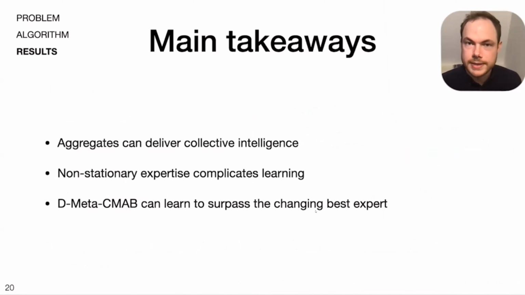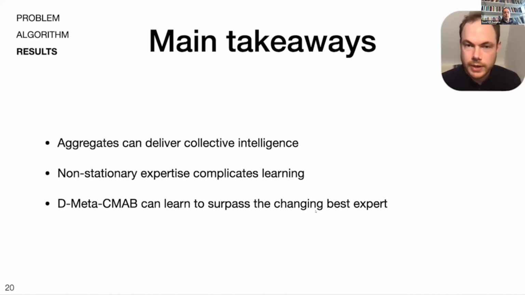So to sum up the main takeaways from these results, first, we found that the aggregates we consider here are able to deliver collective intelligence, in the sense that they can outperform the single best expert. Now, the non-stationary setting does complicate things a bit, as we have to ensure that aggregates are adapting, but our proposed D-META-CMAB is able to adapt, and as a result, it converges towards aggregates that surpass the best changing experts.